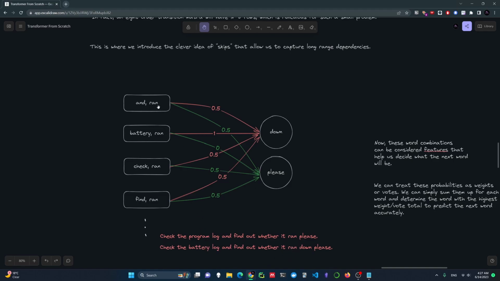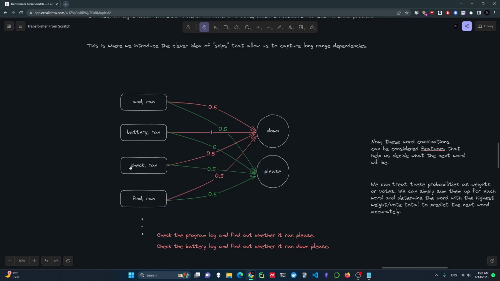Well, basically how it works is that we're predicting the next word after ran, and we can skip any words before ran, right? So for example, battery is back here and ran is up here. We're predicting the next word after ran. So if we have the words battery and ran in a single sentence, so it has to be the second command, right? So then the word after ran must be down, so the probability will be 1. And what about check and ran, right?